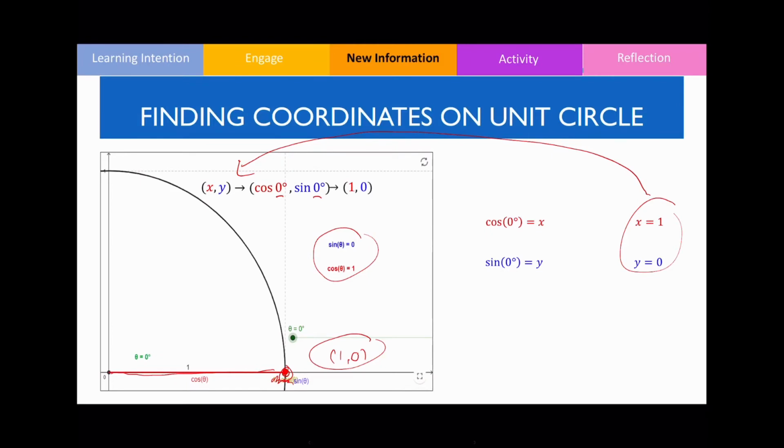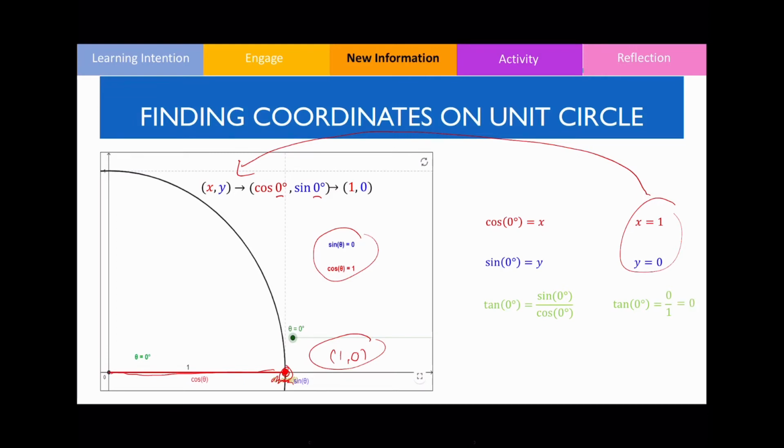Now, in order for us to find the tangent of 0, remember that tan is found by going sine of the angle divided by cos of the angle, okay? So if I substitute the answers for sine and cosine into the formula, it would be 0 divided by 1, and 0 divided by any number is going to be 0. So tan of 0 is going to be equal to 0.